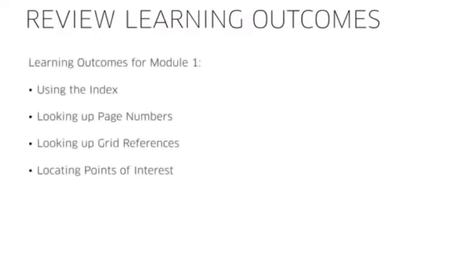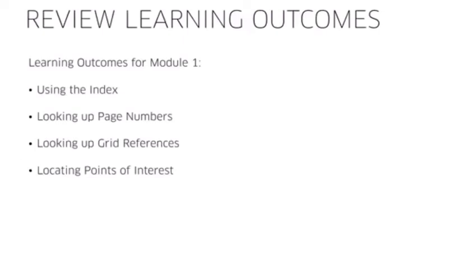Let's review the learning outcomes for Module 1. In Module 1, you'll be asked to look for 5 locations. These may be hospitals, train stations, street names and points of interest. Remember, those points of interest are in red. There are specific sections for hospitals and train stations in the index.